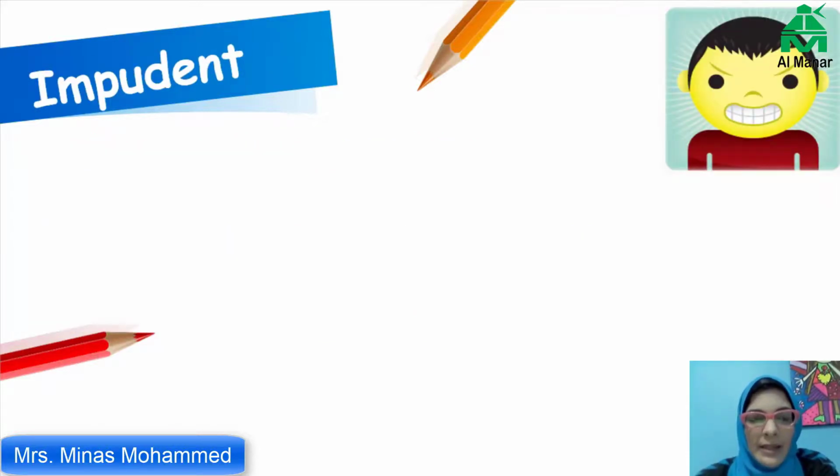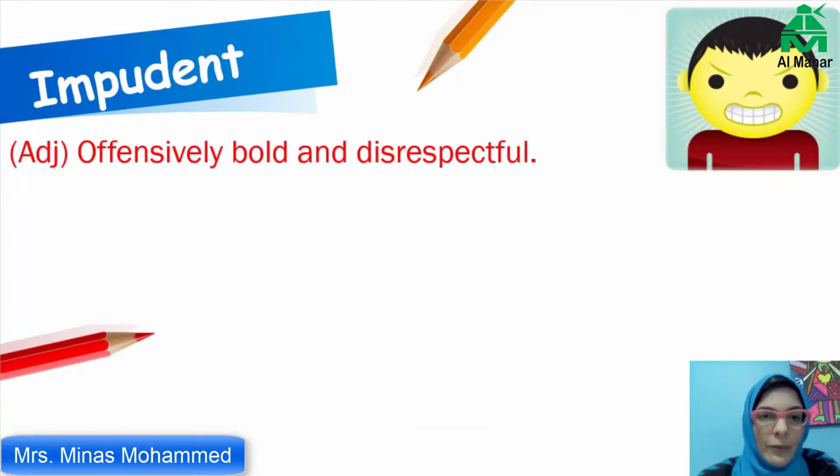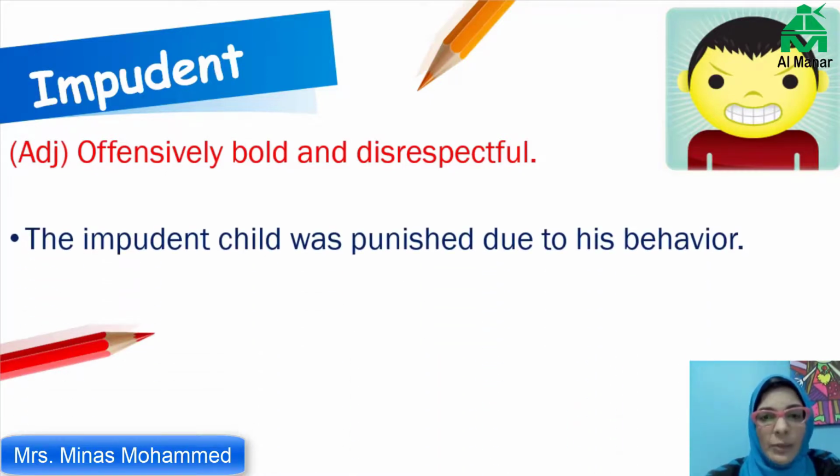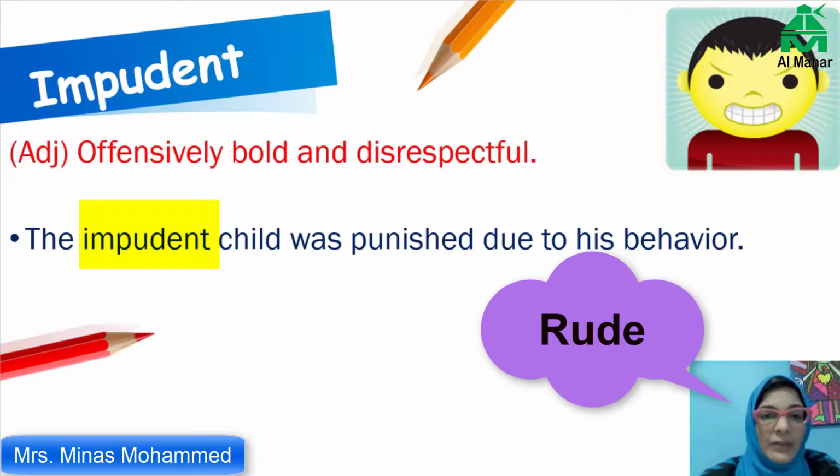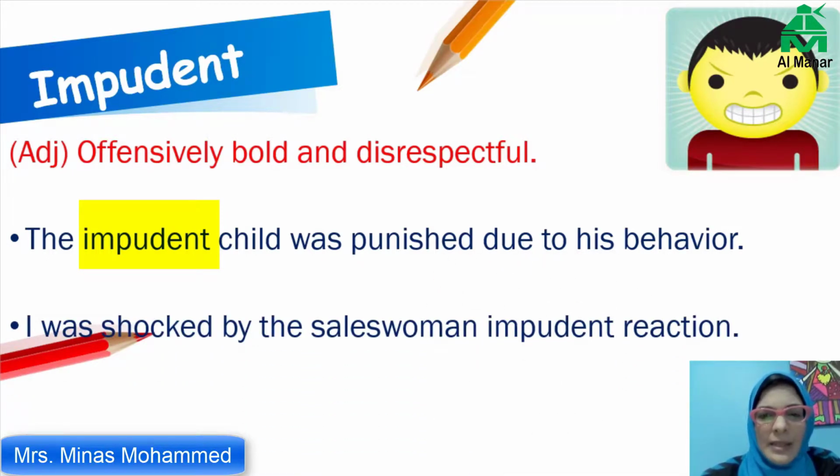The last word in today's lesson is the word impudent. Impudent is an adjective which means bold or disrespectful. The impudent child was punished due to his behavior. So if you want to find a synonym of the word impudent, it will be rude. The rude or the disrespectful child was punished due to his behavior. I was shocked by the saleswoman's impudent reaction. I asked the saleswoman for something and she talked back in a very impudent way, in a very rude or disrespectful way. So the word impudent is an adjective.